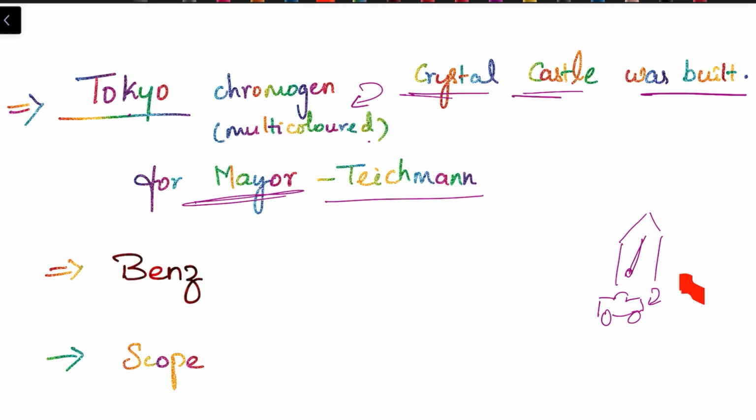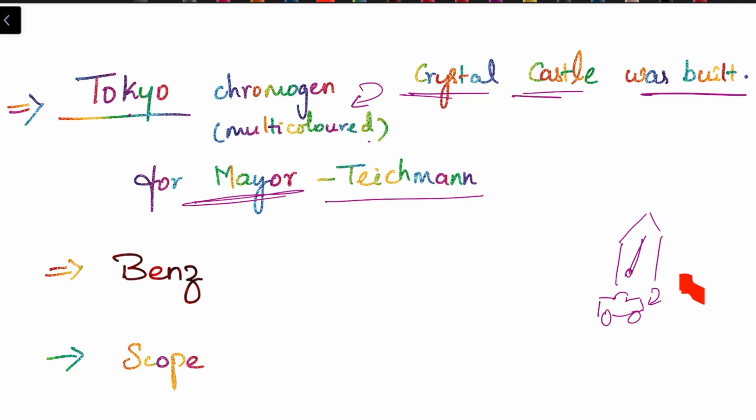In Tokyo city, there is multicolored crystal that was used to build a castle for Mayor Teichmann, and there is one Benz car parked in front of his castle. When he watched it from his castle through a telescope, on his Benz car he noticed blood stains. So I hope this will work out.